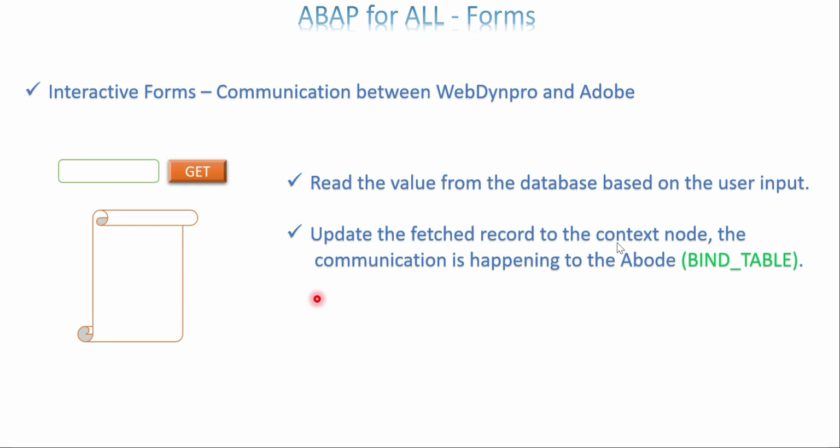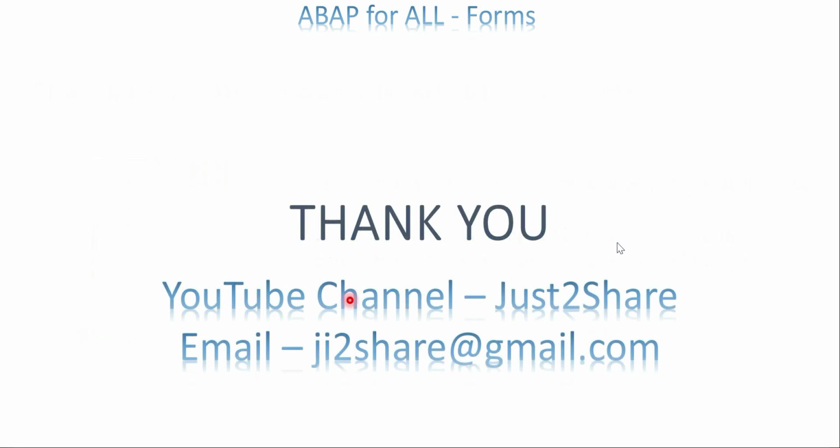And then another step is to read the value. Once I have read the production order, I can write a normal select statement, depending on one table or two tables, get the data, and then update the record to the context node with the help of a method called bind table. Once the context is updated, it will automatically update your Adobe form as well. So these are the steps which we are going to follow to make this scenario happen. Okay, that's it. Let's get into the system now.